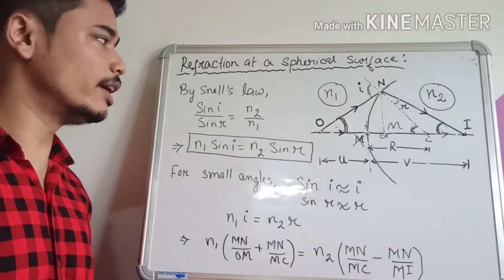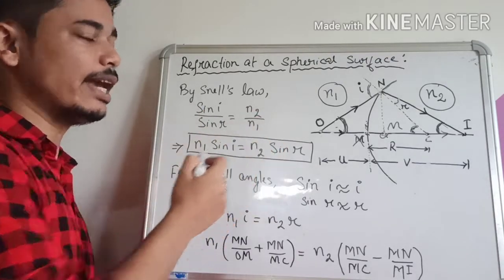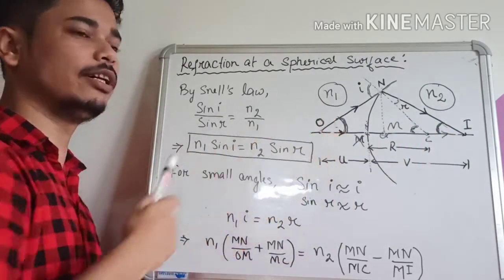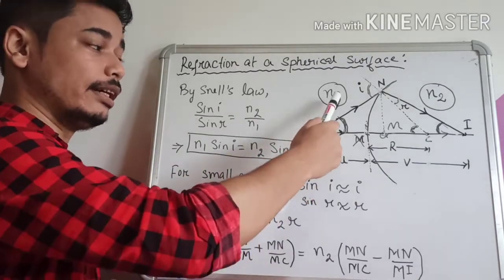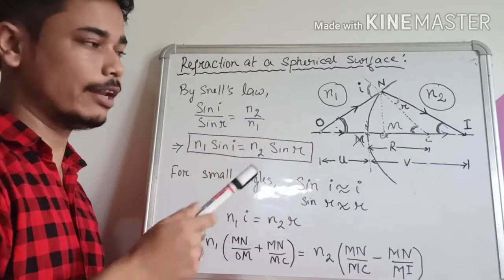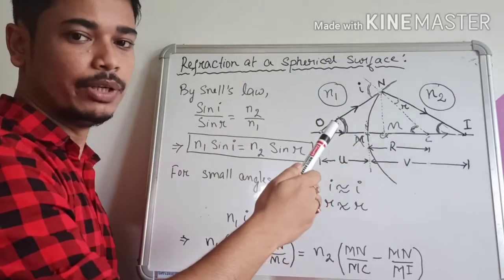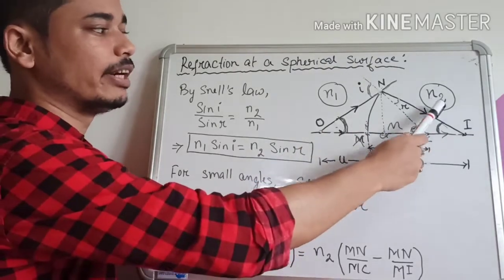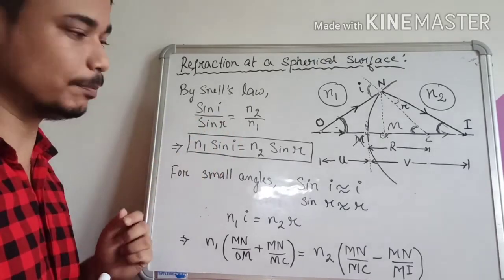Now if we apply Snell's law here, then we will have sin I divided by sin r equal to N2 divided by N1. Here N2 is the refractive index of the second medium and N1 is the refractive index of the first medium. The medium in which the incident ray is traveling is medium 1, and for that medium the refractive index is N1. Similarly, the medium in which the refracted ray is traveling is medium 2, and for that medium the refractive index is N2. So sin I by sin r will be equal to N2 divided by N1.